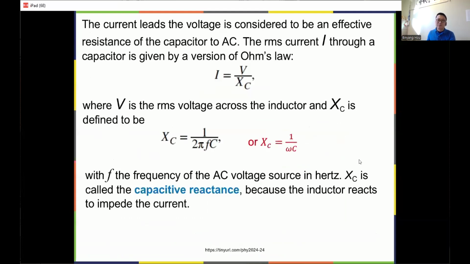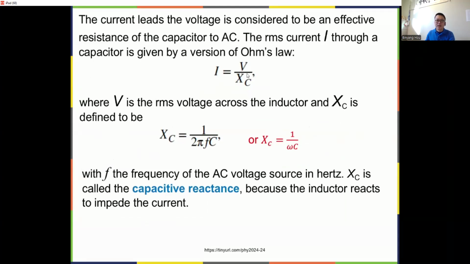Okay. So similarly, we can write that current is responding to the voltage applied as V over X_C, where X_C is called the capacitive reactance, and it has SI units of ohms. This is then the similar version of Ohm's law in an AC circuit for the capacitor. This is for the RMS current and the RMS voltage as well. X_C turns out to be 1 over 2 pi f times C. Or if you write omega as 2 pi times f, then it's 1 over omega C.